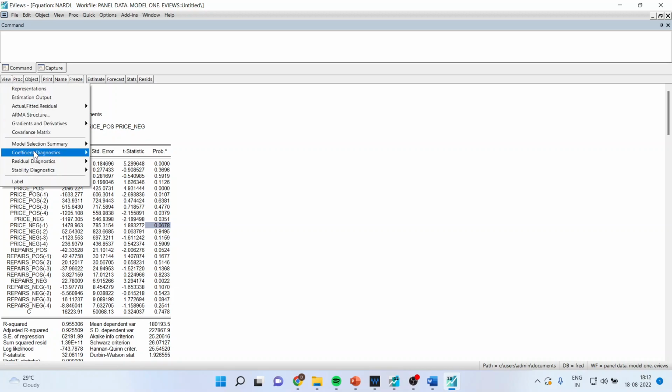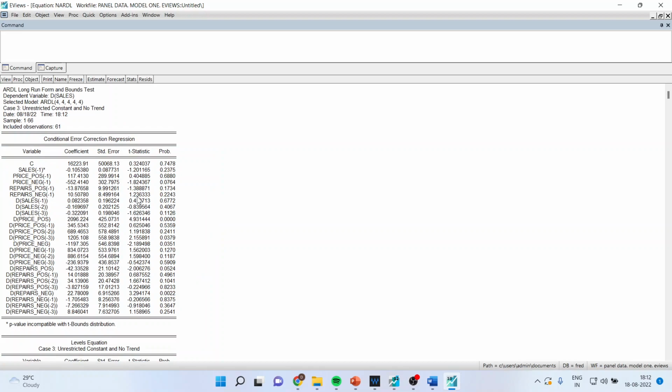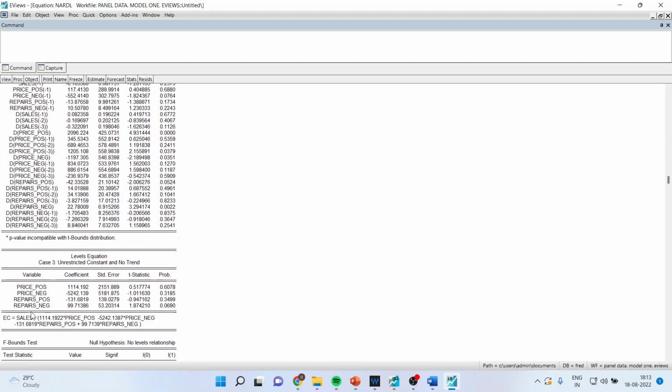So I'll go to view, coefficient diagnostics, and I'll run long run forms and bounds test. Click on it, and I'll get the results. Now you can see here that we have got a co-integrating equation. So you should report this first co-integrating equation. This is the co-integrating equation, and EC is the error correction model here.